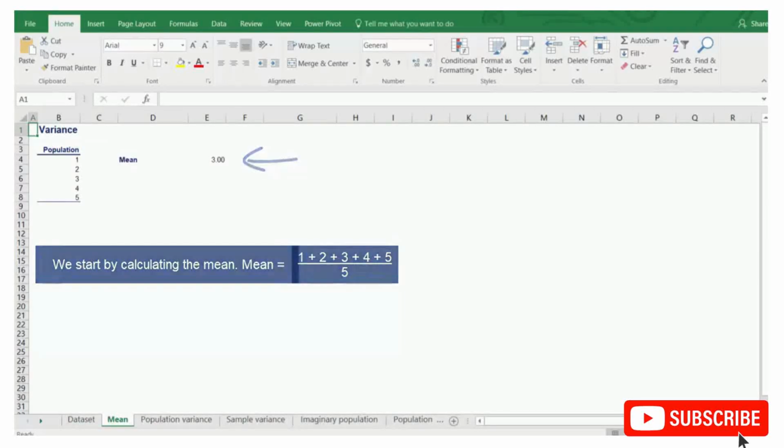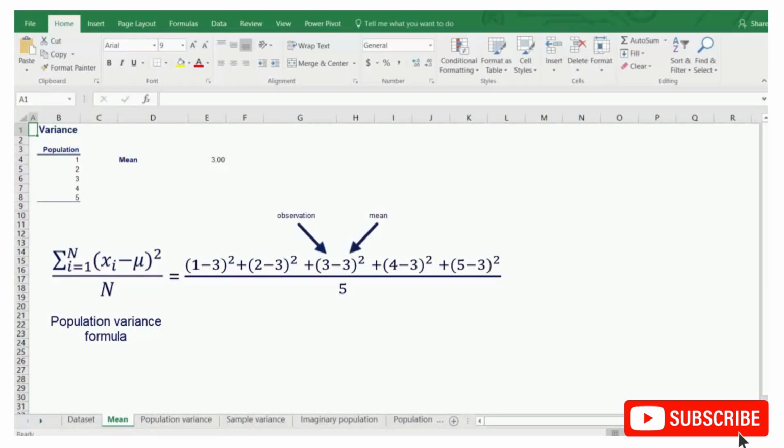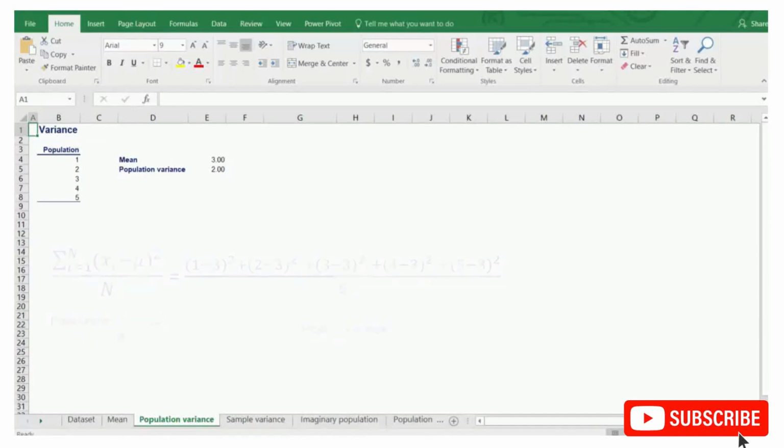Then we apply the formula we just saw. (1 minus 3) squared plus (2 minus 3) squared plus (3 minus 3) squared plus (4 minus 3) squared plus (5 minus 3) squared. All of these components have to be divided by 5. When we do the math, we get 2. So, the population variance of the dataset is 2.